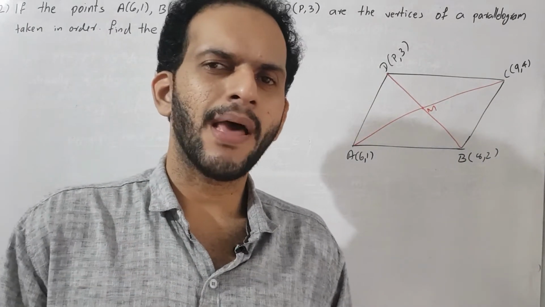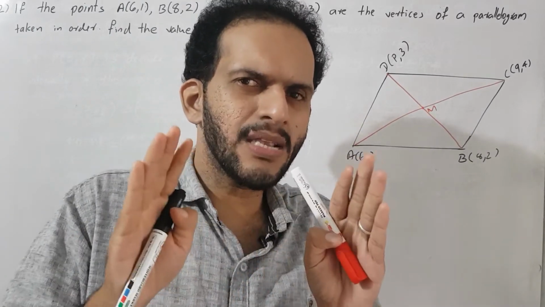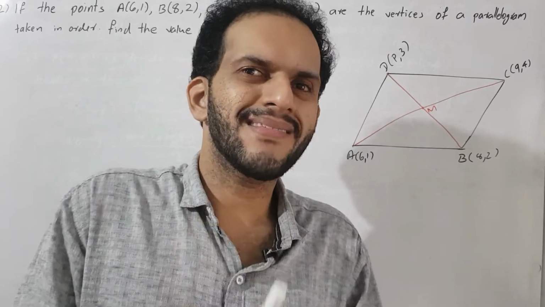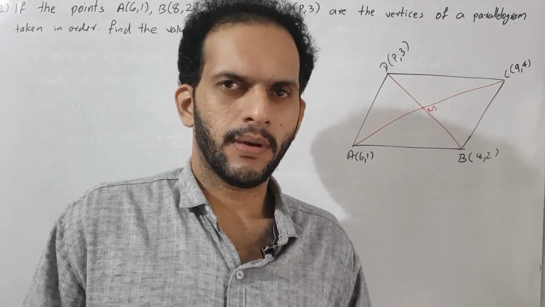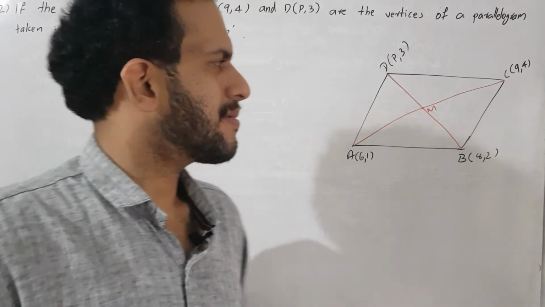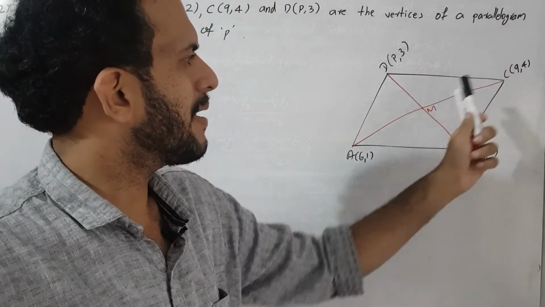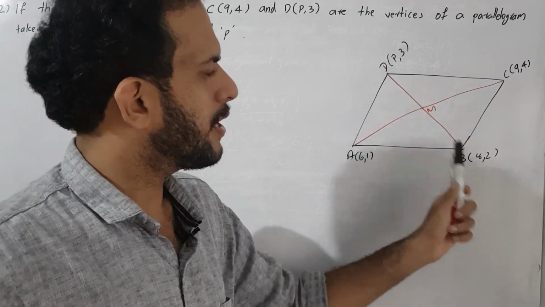So in the case of a parallelogram, we know the property: the diagonals of a parallelogram bisect each other, correct? Bisect each other means M is the midpoint of AC and M is the midpoint of DB.